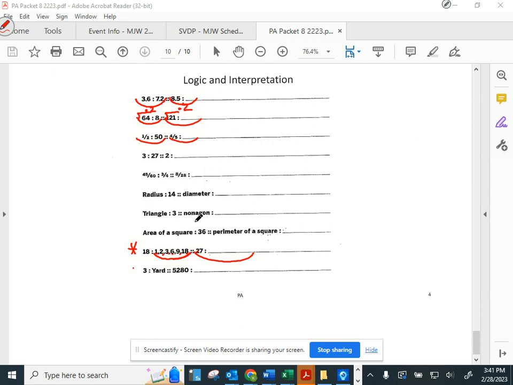And our bottom one, there are 3 of something that equal a yard. So if we have 5,280 of something, what would it equal? So we need to think of our conversion tables. What do we have 5,280 of? What does that equal? We have the word yard here. We are going to have a word there, not a number.